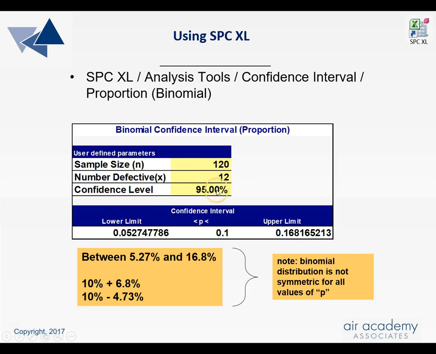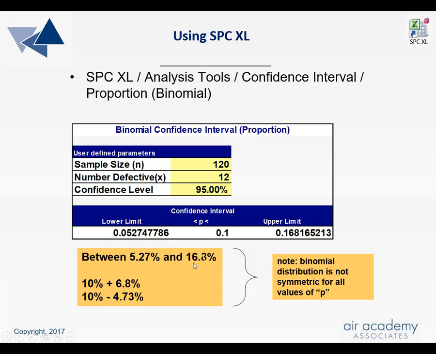confidence interval. And if we put those 3 values in, we'll see that the lower limit is 0.0527. The upper limit is 0.168. Sometimes we put these in terms of percent to say the population percentage that has defects is between 5.27% and 16.8%, and we can be 95% confident that the true percentage is somewhere between 5.27 and 16.8.